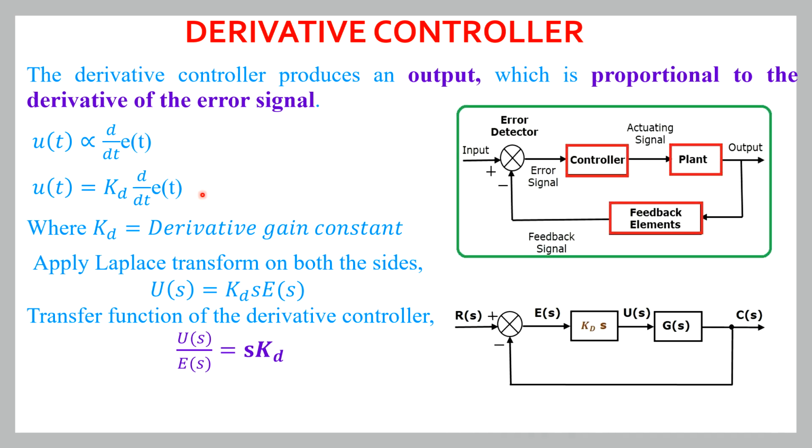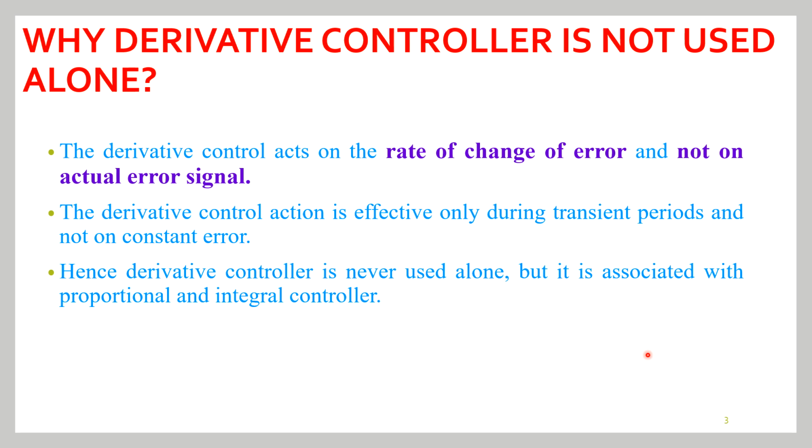Take Laplace transform on both sides. U of s will be equal to Kd. On taking the Laplace transform, differentiation becomes multiplication, so s into E of s. Let us write the transfer function of the derivative controller: U of s divided by E of s is s into Kd. So we can replace the controller with the function Kd into s. Whenever we see the function Kd into s, we can understand that a derivative controller is used there.